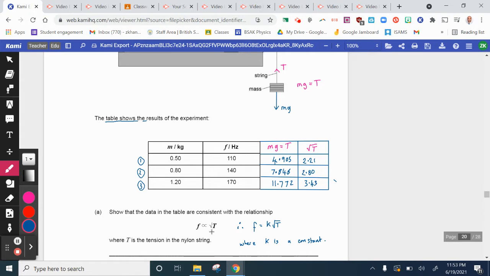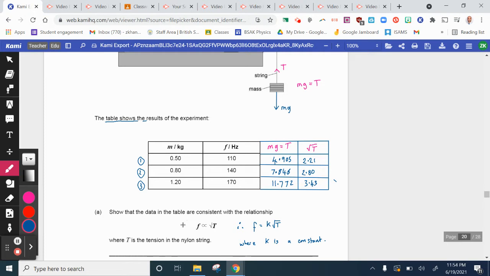Now, in the first part of the question, it stated that the data in the table are consistent with the relationship f is proportional to the square root of the tension in the string. So as the tension increases as a function of the square root of T, the frequency increases proportionally. So how do we show that the data in this table is consistent with this statement?